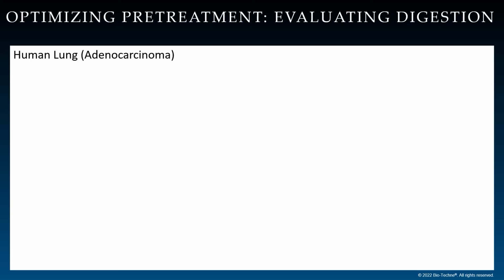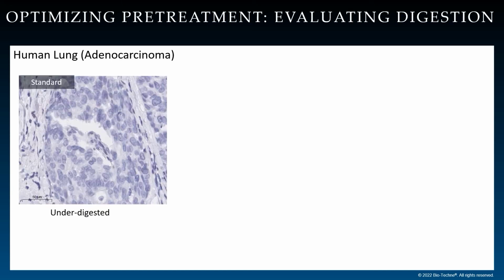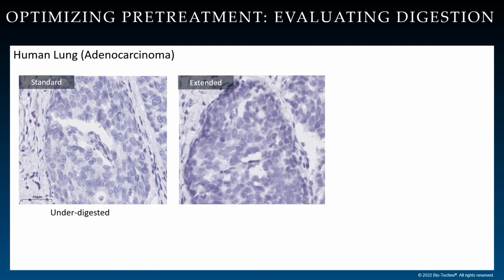Nuclear morphology is used to optimize digestion conditions. Here we see an example of underdigested human lung adenocarcinoma tissue. The hallmark of an underdigested sample is the presence of nuclei with well-defined borders and no changes in nuclear morphology. In the middle panel is an example of desired permeabilization. While the nuclei maintain their overall morphologies, the borders are not as sharp as in underdigested samples.